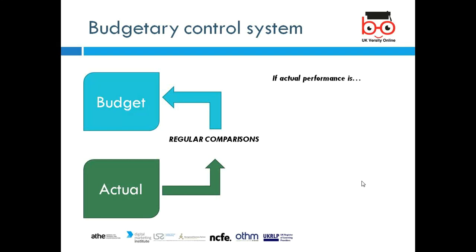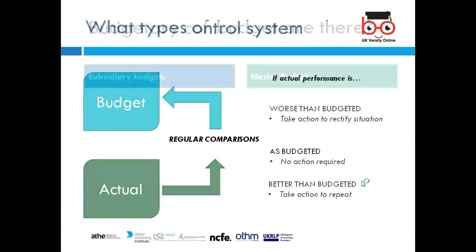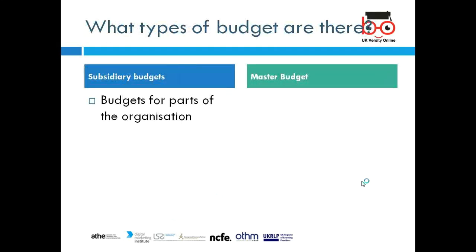So that all comes under budgetary control. A control system is what we can measure. You have a budget, you have actual, so the difference will be the variance. So you can identify it and take action to rectify the situation. If as budgeted, no action is required if we stay within the budget. If better than budgeted, take action to repeat. So we need to look around.